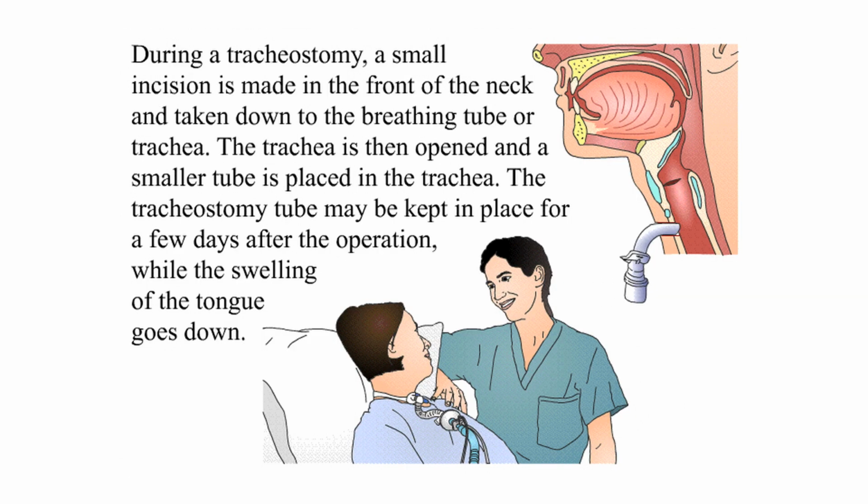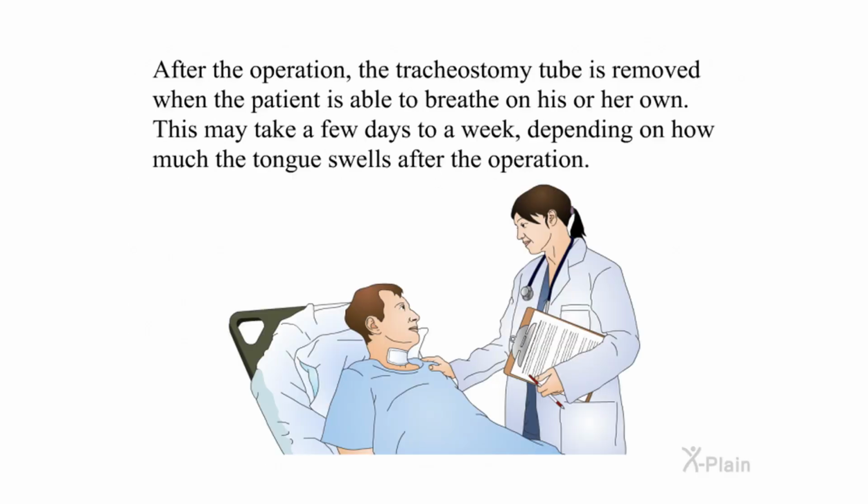During a tracheostomy, a small incision is made in the front of the neck and taken down to the breathing tube or trachea. The trachea is then opened and a smaller tube is placed in the trachea. The tracheostomy tube may be kept in place for a few days after the operation while the swelling of the tongue goes down. After the operation, the tracheostomy tube is removed when the patient is able to breathe on his or her own. This may take a few days to a week depending on how much the tongue swells after the operation.